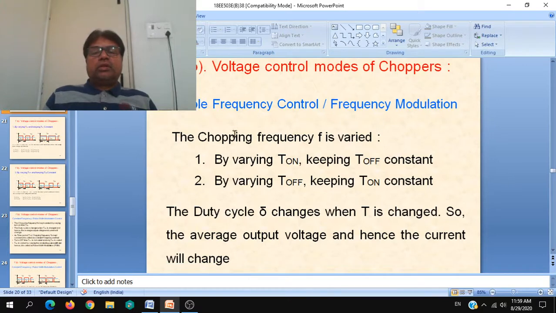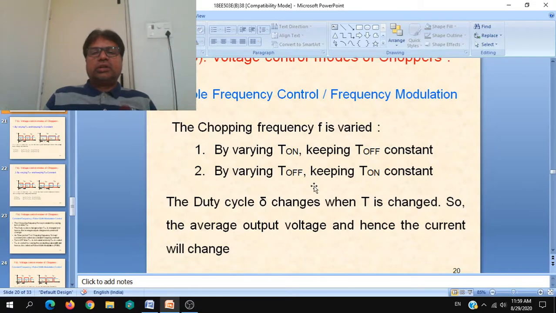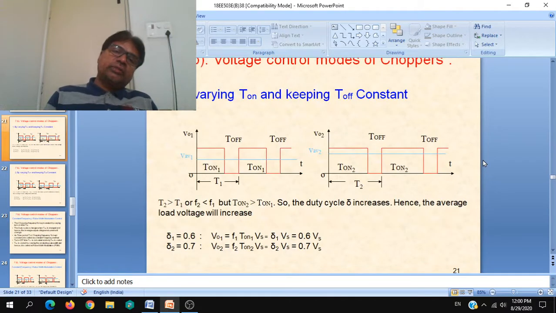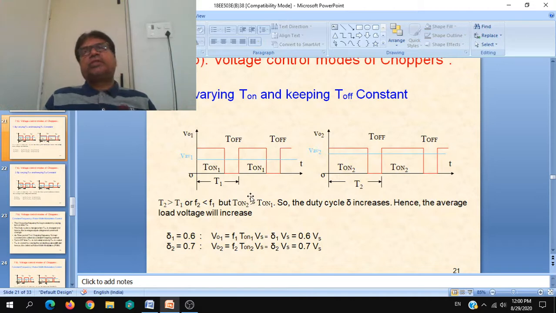So under voltage control modes, the first one is frequency modulation or frequency control, which we have discussed. The chopping frequency F is varied. Just we will try to understand from the diagram. Again, it can be done in two types. You want to vary the F, means frequency. Chopping frequency is varied means chopping time period is varied.